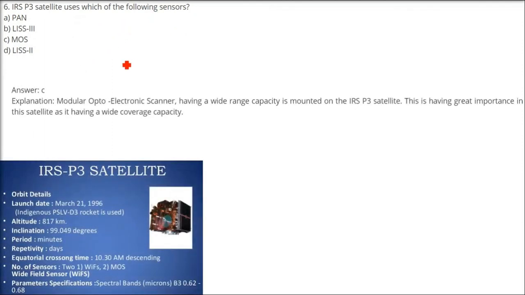IRS-P3 satellite uses which of the following sensors? IRS-P3. So MOS, the modular optoelectronic scanner, having a wide range capacity, is mounted on this IRS-P3. We'll talk about IRS-P3 just now. And what importance does this satellite have? It has a very wide coverage capacity because of this modular optoelectronic scanner. So we have 2 sensors here. One is WiFS and one is MOS. WiFS we already talked about, wide field sensor.